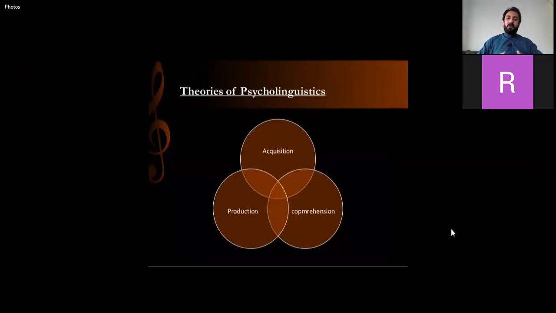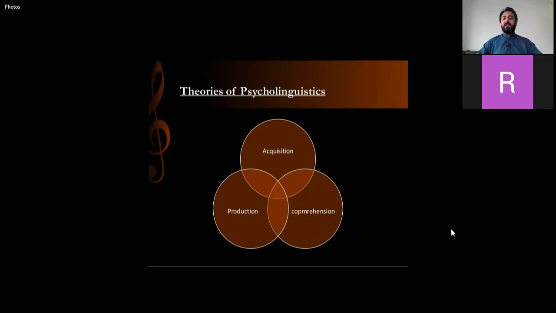Then we are going to study different theories of psycholinguistics. And these theories are acquisition, which stands for first language acquisition. You can also use it in the second language acquisition, but it should be the second language learning, because there is a difference between acquisition and learning. Learning is basically a conscious effort. We would study it in detail ahead.